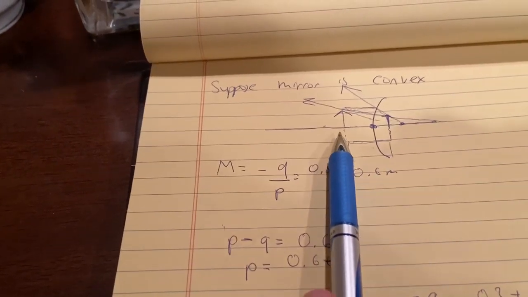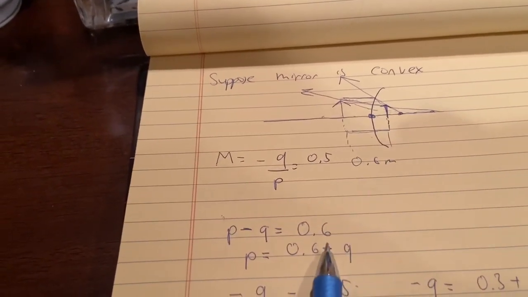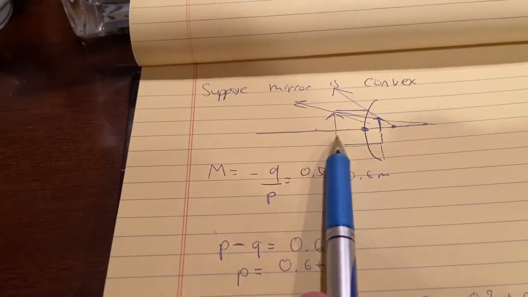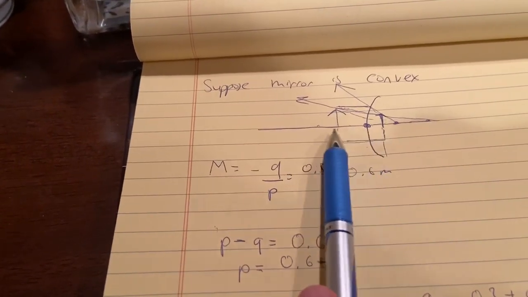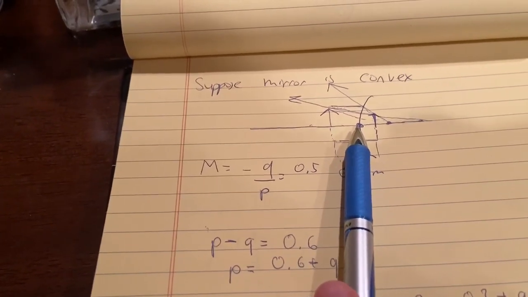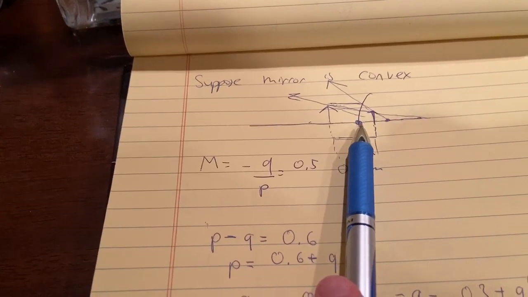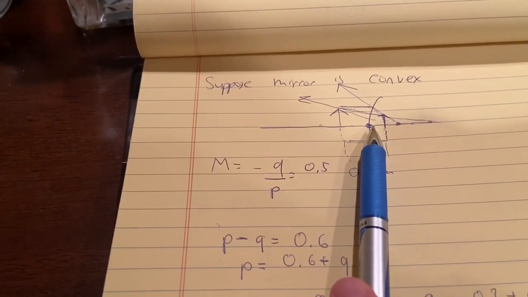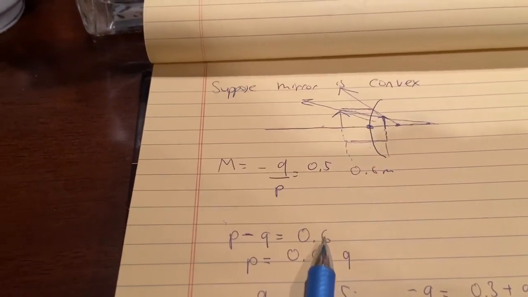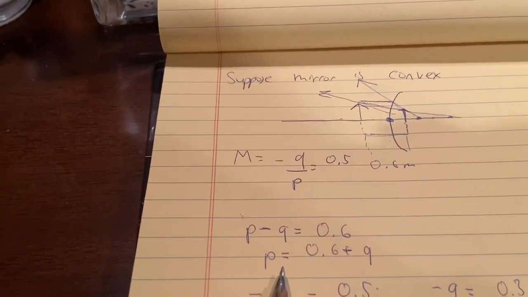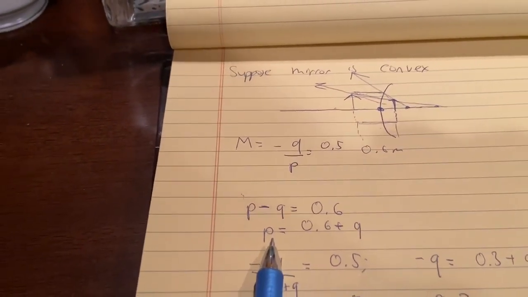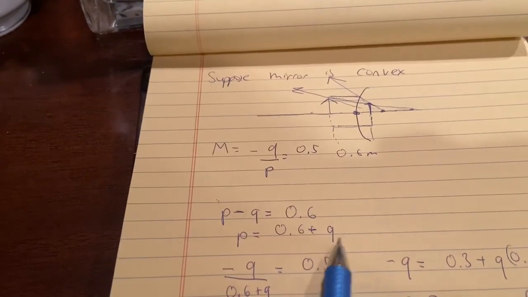We also know that the distance between the object and the image is still 0.6. We're calling to the left positive, a kind of strange convention, but we're doing that because this is the positive side of the mirror, and this is the negative side of the mirror. We say P, this distance here, minus this negative distance here, equals 0.6. So if you rearrange that equation a little bit, we say P equals 0.6 plus Q.